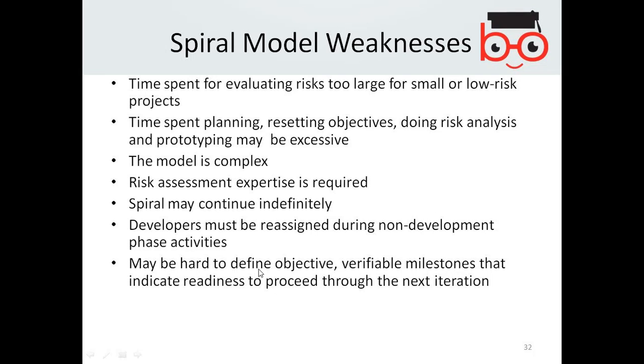It may be hard to define objective, verifiable milestones that indicate the readiness to be produced throughout the next iteration. So obviously, at every point, whenever you are verifying and doing the risk analysis, objectives and deliverables might not be readily available. So these are the weaknesses in the spiral model.